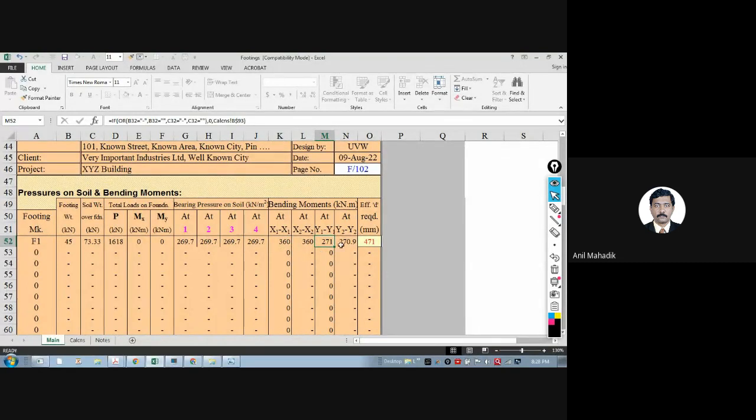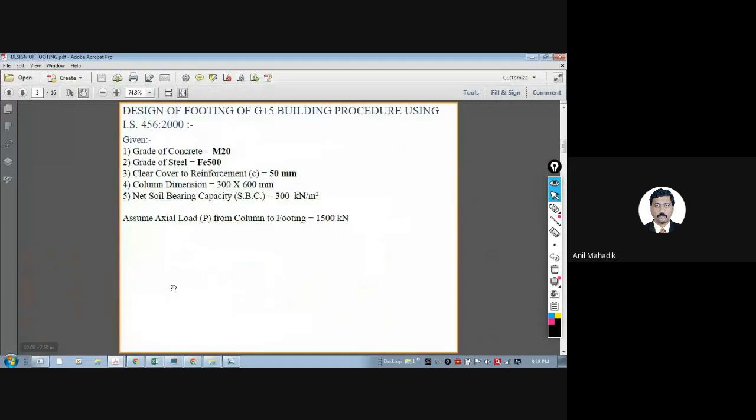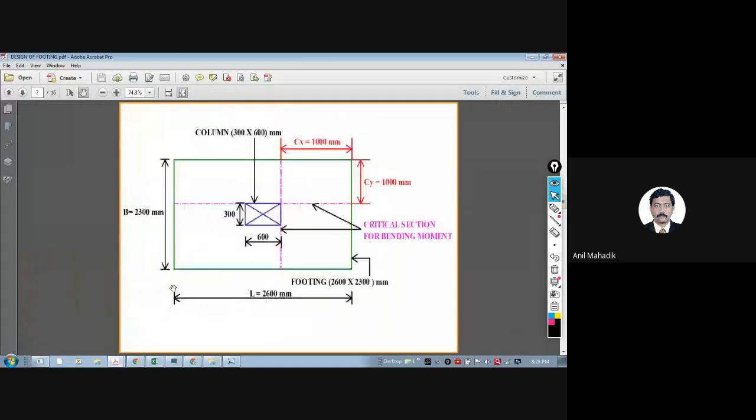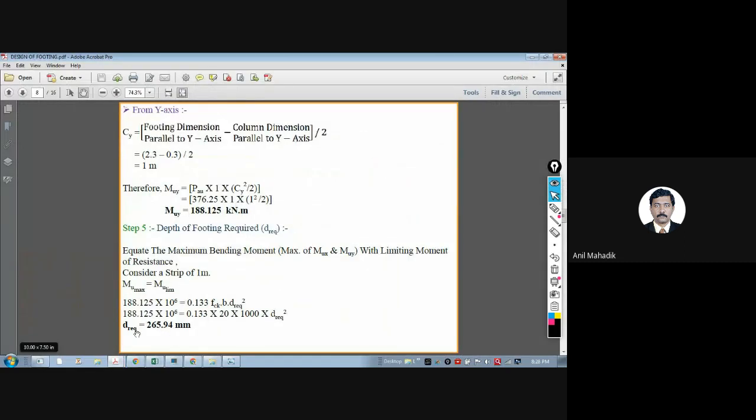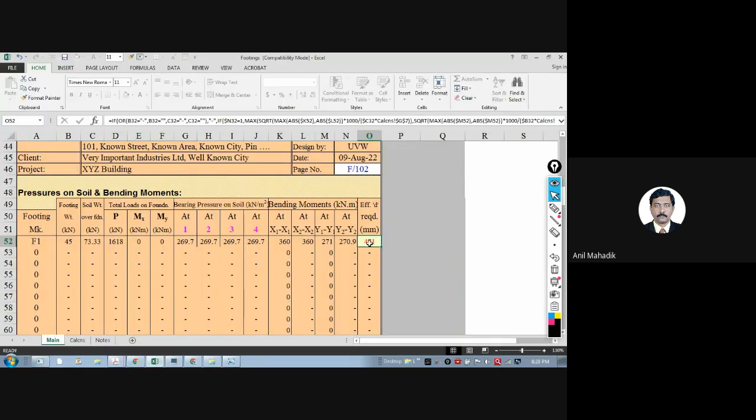Now it is calculating D required. We have already used that step. Calculate M by R B D square. How did we find D? This way, this method, D required. M is nothing but R B D square. So the sheet is calculating automatically. Now here you will see this is a red color.